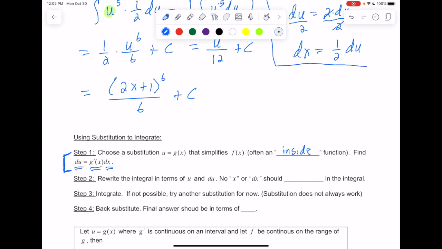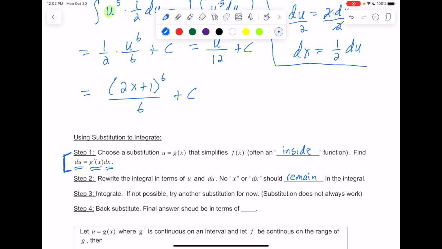Rewrite the integral in terms of u and du. No x or dx should remain in the integral. So it needs to be a complete switch of variables. I temporarily wrote one with a u and a dx mixed together, but we're really not supposed to do that. If we change variables, it needs to be a complete change. So I'll show you as we go through future examples how to make sure you get it all cleaned up at once. Once you've made the substitution, integrate. If you try to integrate and you can't, it may mean that you didn't get the correct substitution.